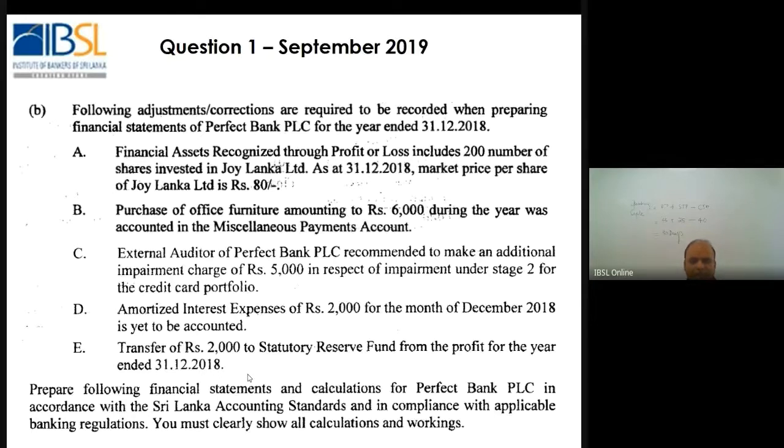Adjustment number A. Financial assets recognized through profit or loss includes 200 shares invested in Joy Lanka Limited as at 31/12/2018. The market price per share of Joy Lanka Limited is 80 rupees. So now we have to look at what this financial assets recognized through profit or loss is.